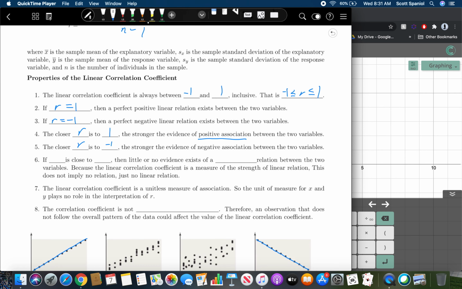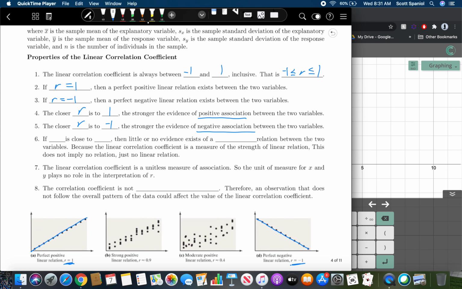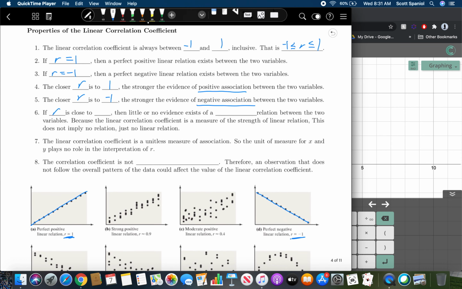The closer r is to negative 1, the stronger the evidence of a negative association. So you want to be close to 1 or negative 1, and then the negative or positive tells you the direction. If r is close to 0, then little or no evidence exists of a linear relation. The key word there is linear. You can have things that have very small r-scores that have a relationship, they're just not linear.